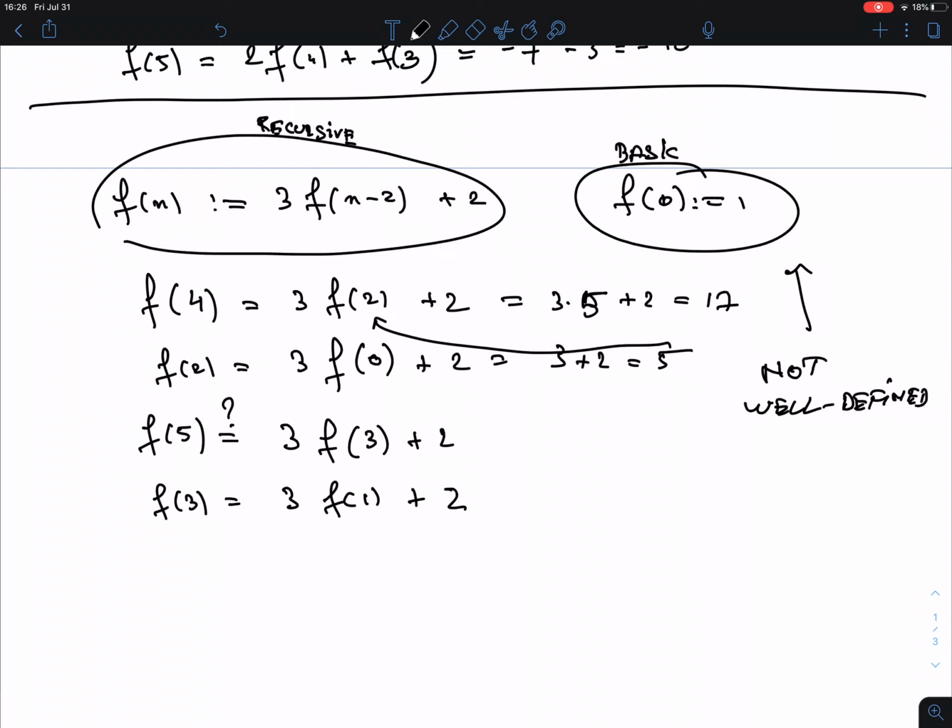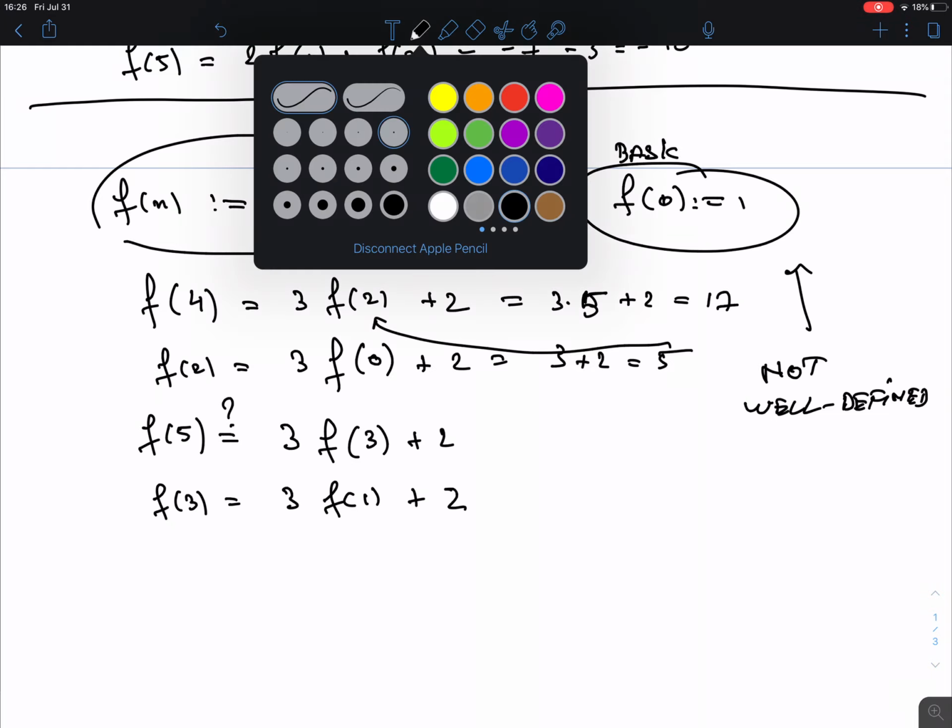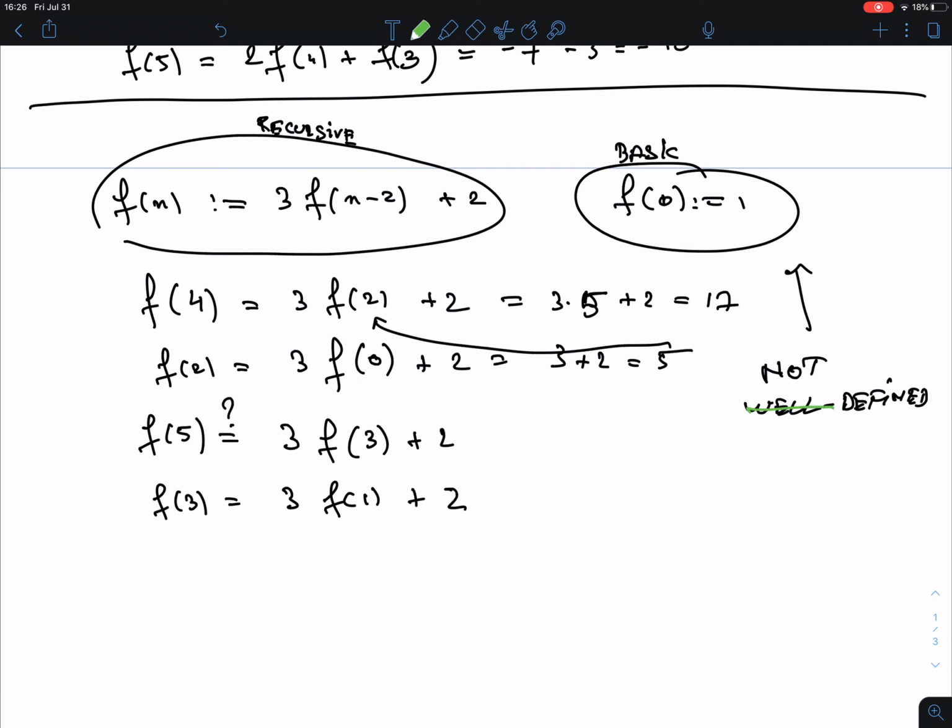Because it doesn't give me every value that I want. Okay, and so what is necessary here is to make it well defined, to make it green. So to make it defined, I have to add a value for 1. What value? It doesn't matter, something. But as long as I have a value for 1, then I can calculate f3 and therefore f5.